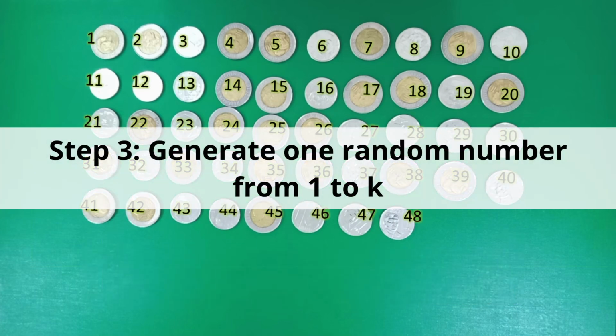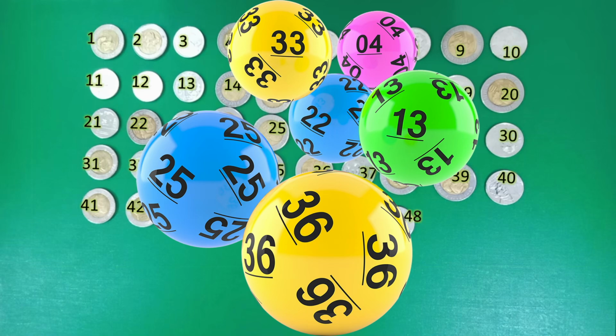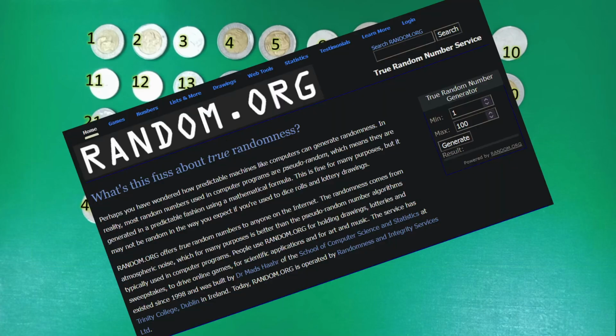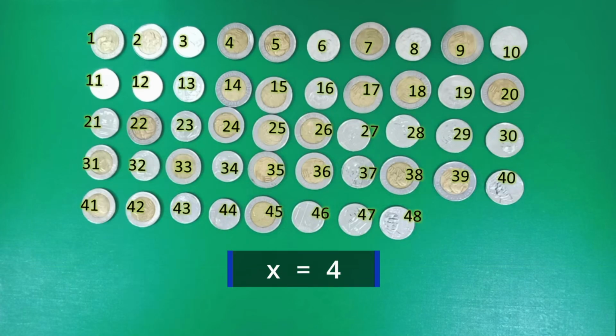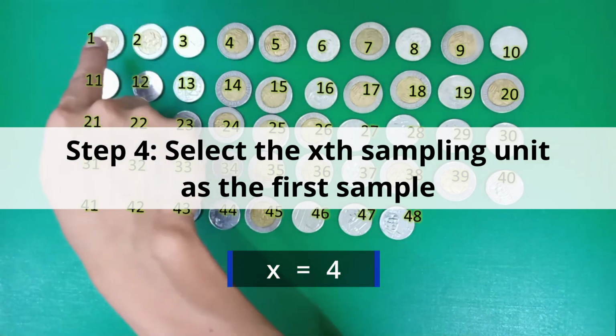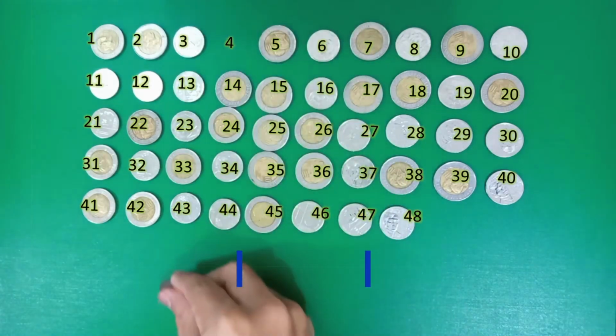The next step is where the randomization takes place and is why systematic sampling is considered a probability sampling method. We get our trusty random number generator, and we request exactly one random number x, which is within 1 and k. Using random.org for our case, we hypothetically got 4. So x equals 4. We then select the xth sampling unit in the sampling frame as the first sample. In this case, sampling unit number 4 will be our first sample.